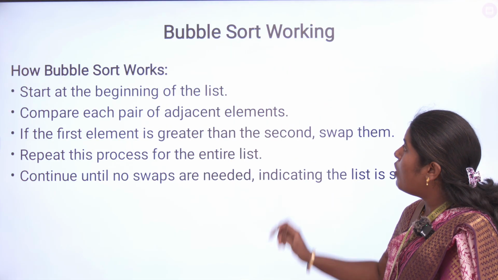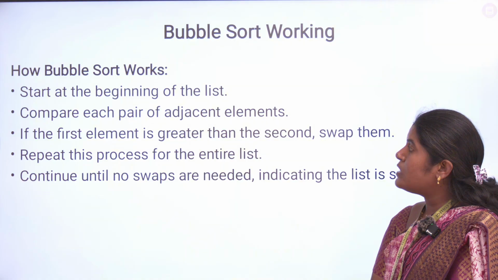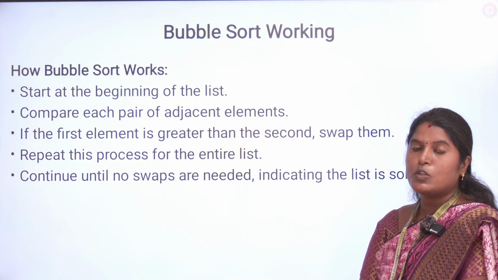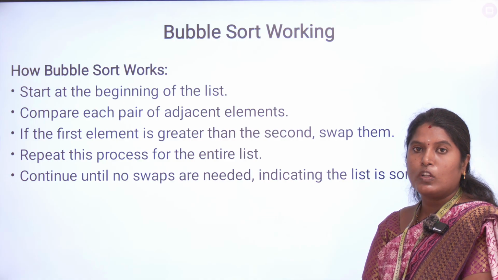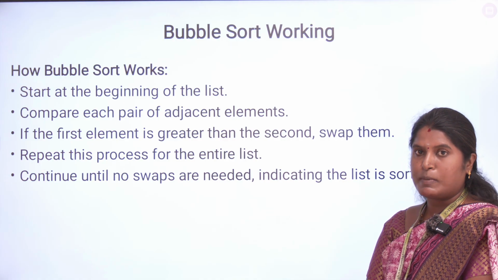Next we will see how bubble sort works. First, start at the beginning of the list. In a list, n number of elements will be given. So we are going to start from the first element present in the list.